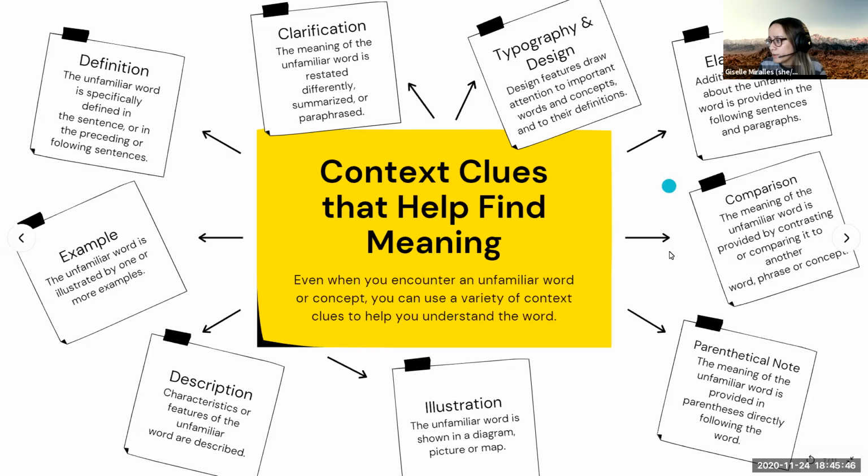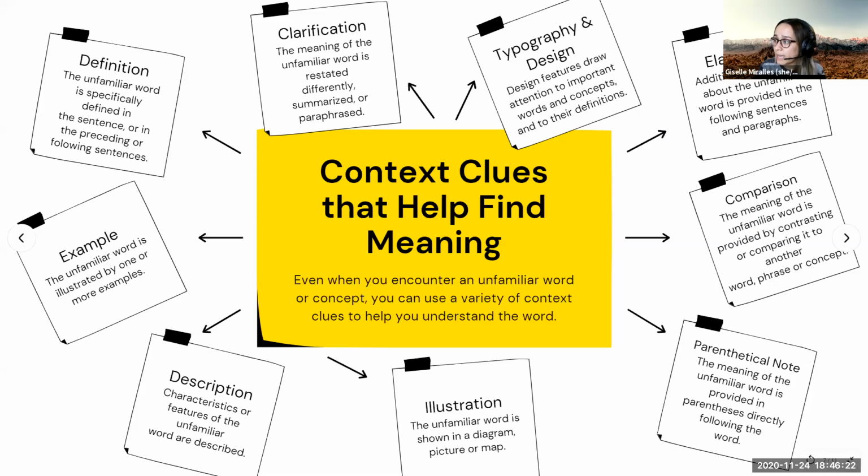There's also comparison. So this is when the meaning of the unfamiliar word is provided by contrasting or comparing it to another word, phrase, or concept. So this happens when you see words like such as, like, compared to, unlike, or similar to. Comparison also can be synonyms or antonyms that are provided about the word. Or charts that show different comparisons. So this is another context clue that's going to help you understand a word that you might have trouble with.